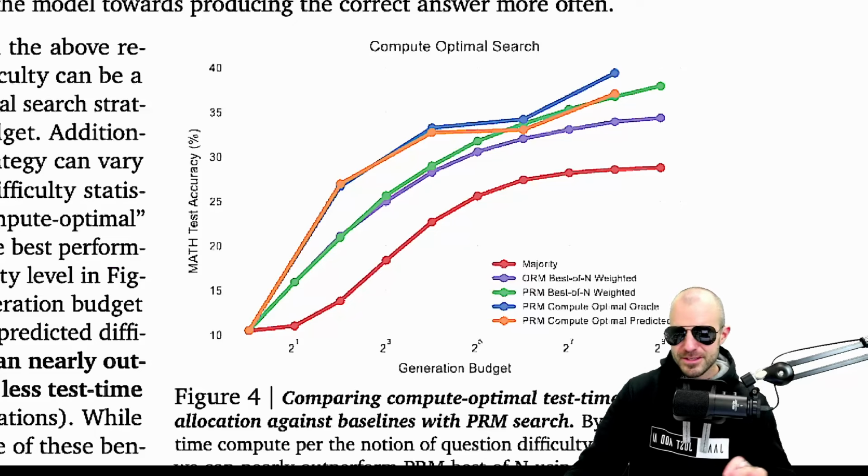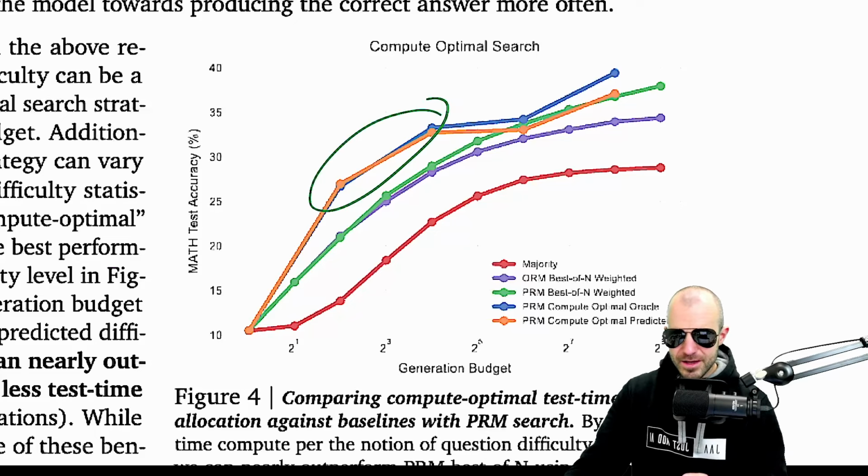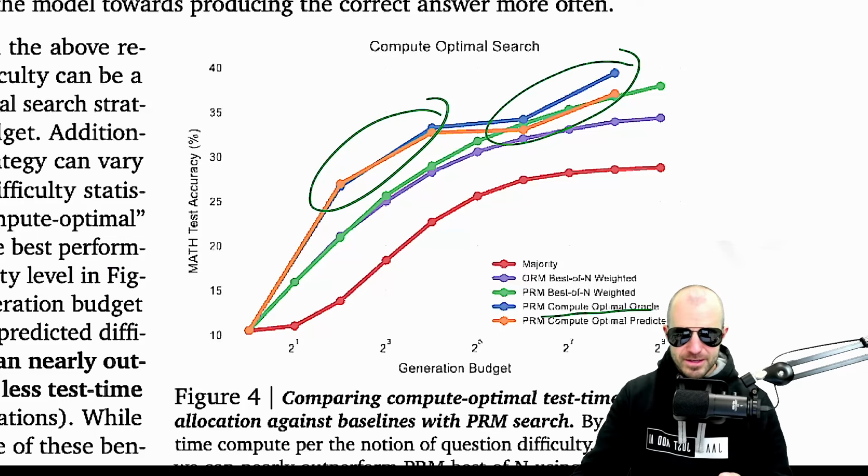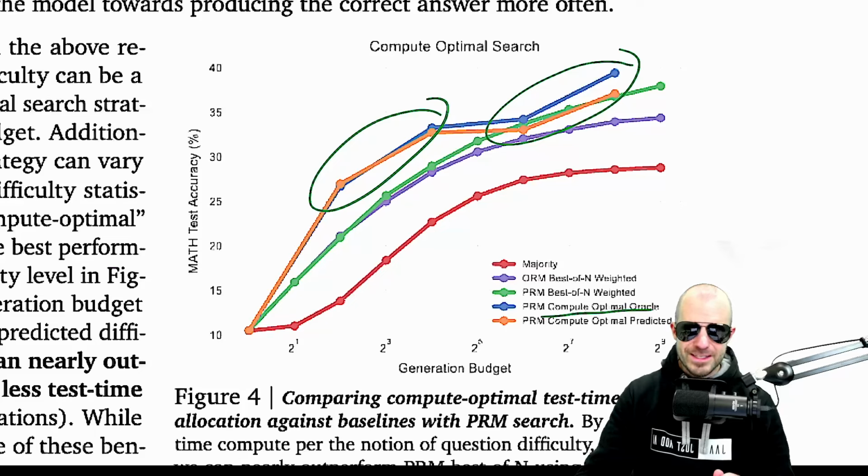But still, if they do that, you can see they can kind of retain that bump on this end. So these are now the compute optimal, so these are dynamically chosen strategies. They can retain that bubble, and at the top end, they can now perform at least as well as the best of n weighted.